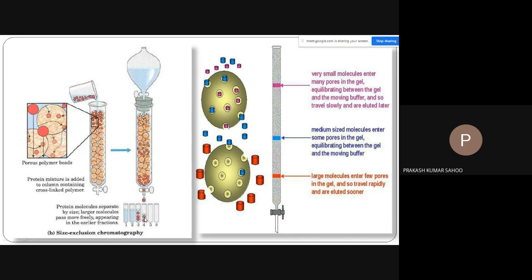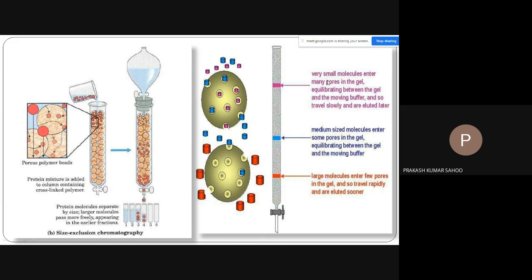This is size exclusion chromatography. That means the smaller particles will be entrapped in the gels, and they will separate at the end, followed by the medium size particles and the larger size particles. The larger ones will not be entrapped by the gel, so that's why they will separate first. Here, this is just a burette-like structure. This is a column which is packed with the gels, and we have the sample added at the mouth of this column. Then we have the small particles, the pink color being the small size particles. These particles are entrapped in the gel, followed by the medium size particles, and the large particles will not be entrapped, and these will separate first.